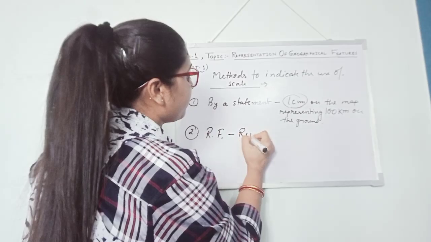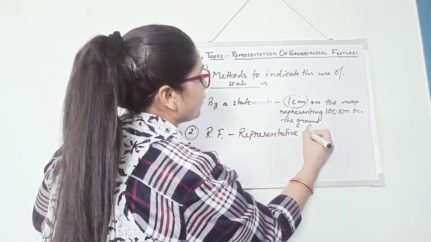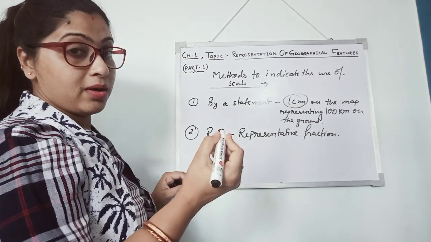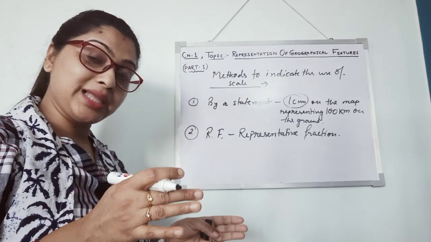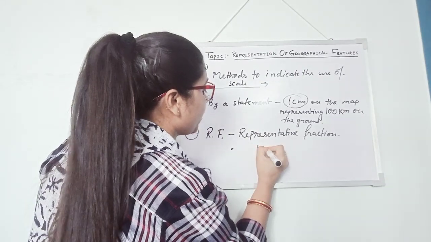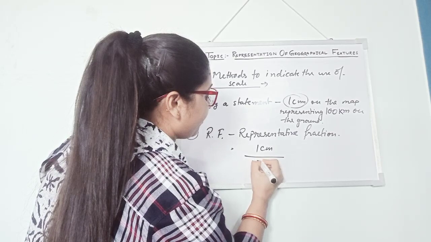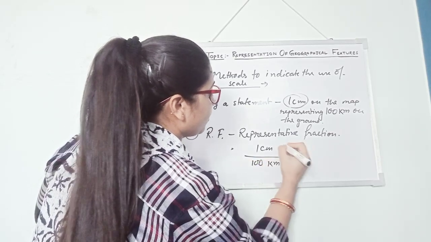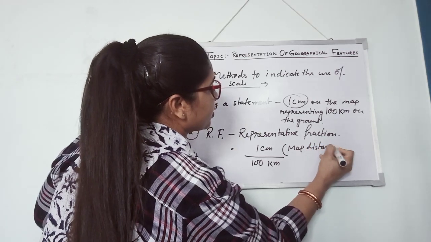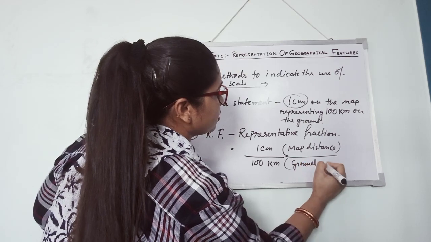Next, RF. It means representative fraction. It is the ratio between map distance and ground distance. Here map distance, if I am showing 1 centimeter, by the ground distance, that is 100 kilometer. We can also write this as map distance over ground distance.